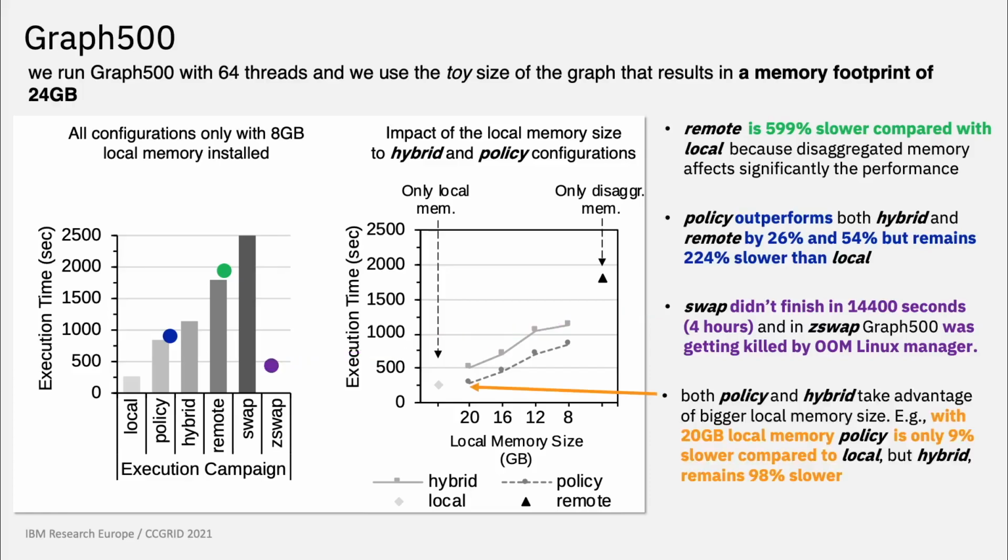When we increase the size of local installed memory, we observe that the performance of both policy and hybrid configurations is improving. More specifically, with 20 GB of local memory, we see that the policy is only 9% slower compared to the local configuration. However, hybrid, because there is no balancing of the pages, remains 98% slower.